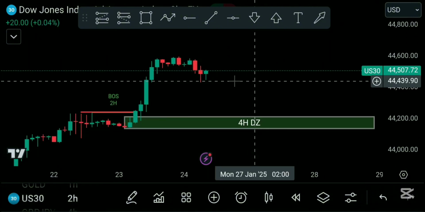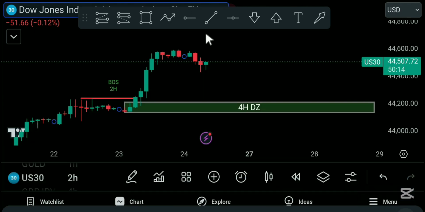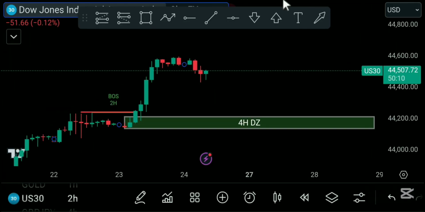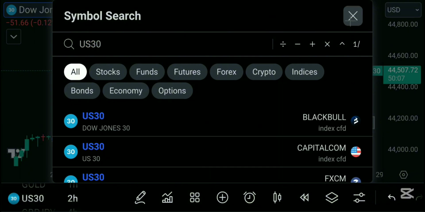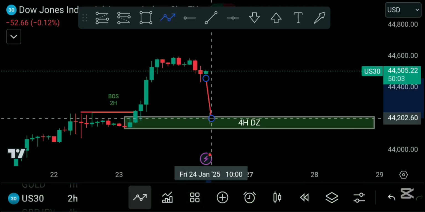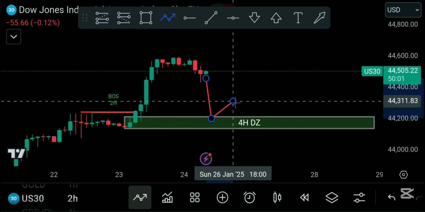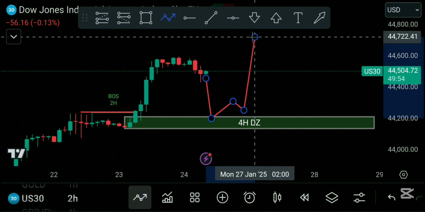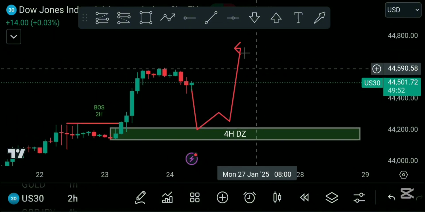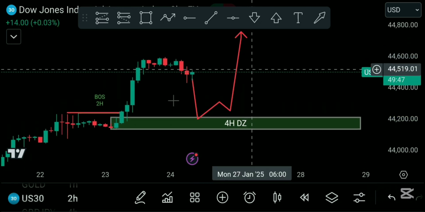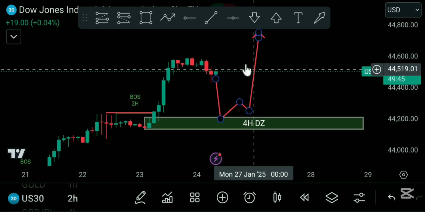Now what am I expecting in this market? I'm expecting the market to form something like this. Market to come all this way, tap into my area of interest, then give me my liquidity, then a sweep of liquidity, and then I take my action from here. So when the market comes, I'll move on to the lower time frames.